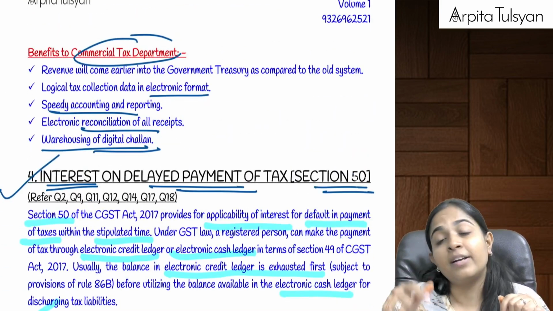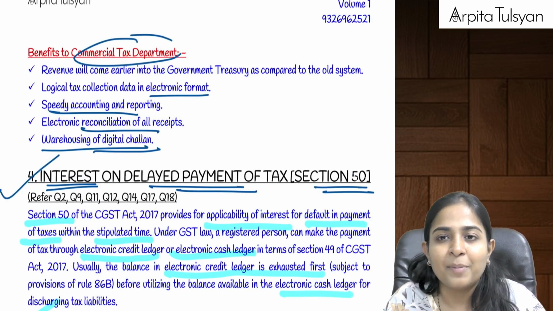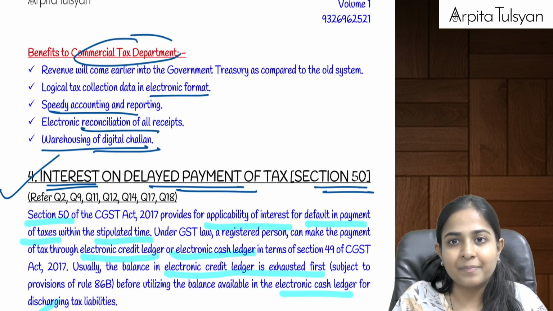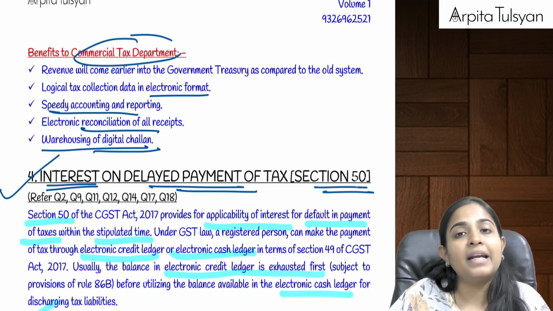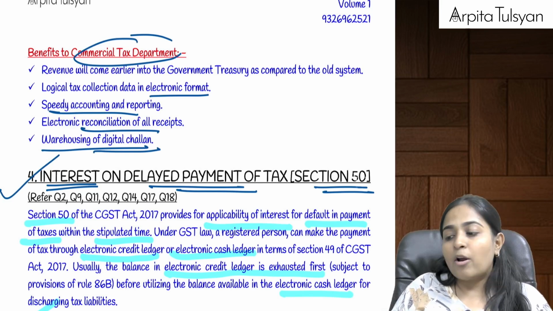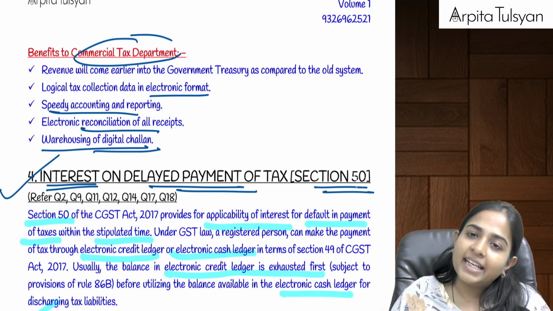What is the benefit available to the government? The biggest benefit available to the tax department is they receive the revenue very fast. If we do the payment now, immediately the amount gets credited to the government treasury, right? Then all the data is maintained with the government in electronic format.